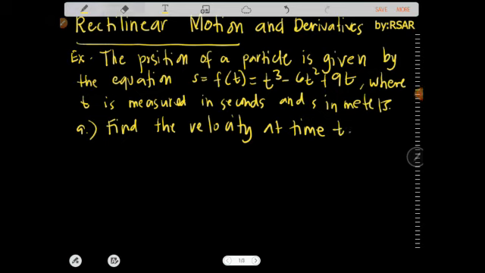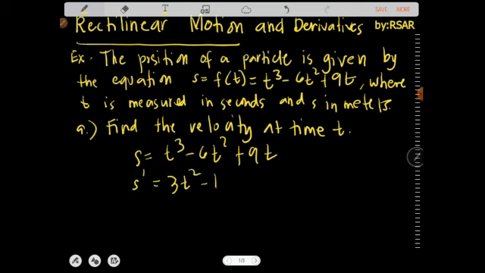So, from the displacement or yung equation natin, that is s equals t cubed minus 6t squared plus 9t, get the first derivative, that is 3t squared minus 12t plus 9. So, yan yung ating velocity at time t.